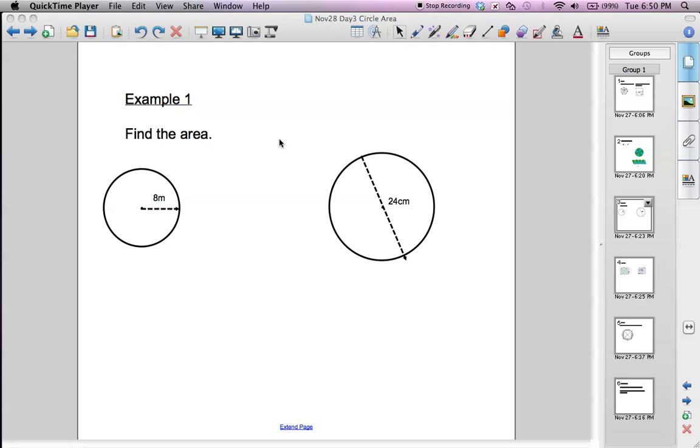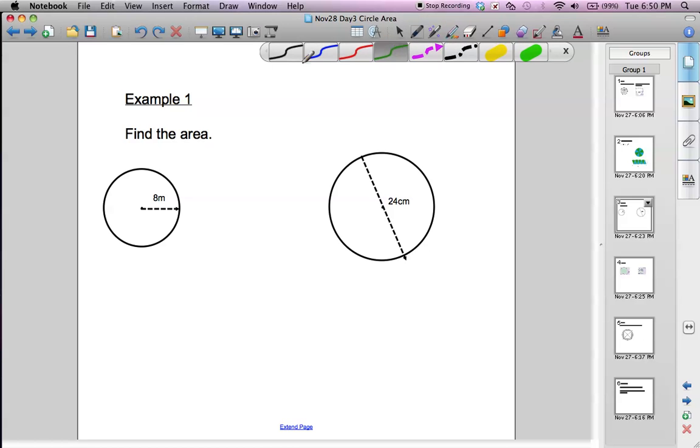Hello, this is Mr. Collier, and today we're finding the area of circles. So firstly we have a couple of simple circle area problems.